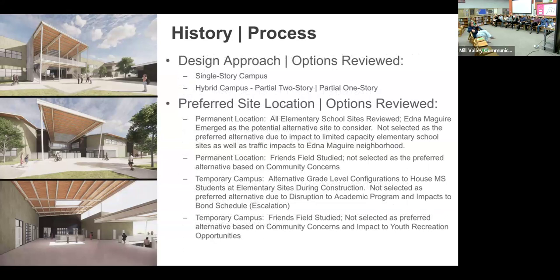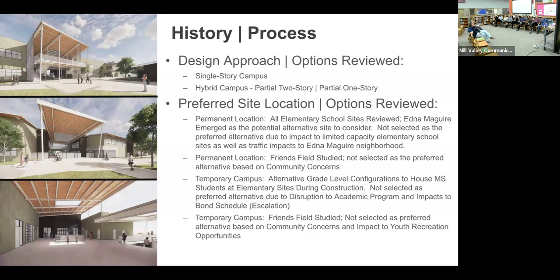What we did additionally, at the request of the community and the steering committee, is we evaluated single-story campus options, hybrid campuses, which are partial two-story and partial one-story options, in order to assess the best use of the site. And then we reviewed many site locations for both the permanent and temporary campuses.